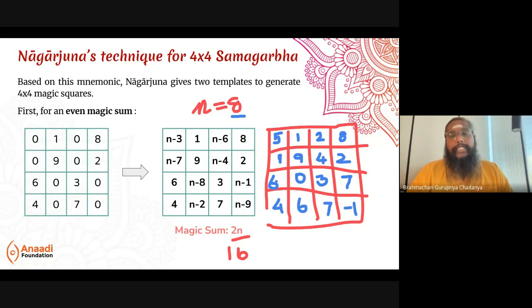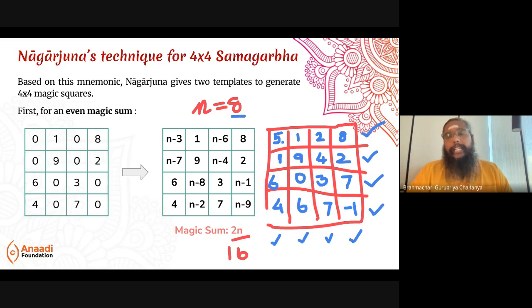Okay. 5 plus 1, 6. 6 plus 6, 12. 12 plus 4, 16. 1 plus 9, 10. 10 plus 0, 10. 10 plus 6, 16. 2 plus 4, 6. 6 plus 3, 9. 9 plus 7, 16. 8 plus 2, 10. 10 plus 7, 17. 17 minus 1, 16. 4 plus 6, 10. 10 plus 7, 17. 17 minus 1, 16. So 6037 will be 16. 1942 is 16. 5128 is 16.